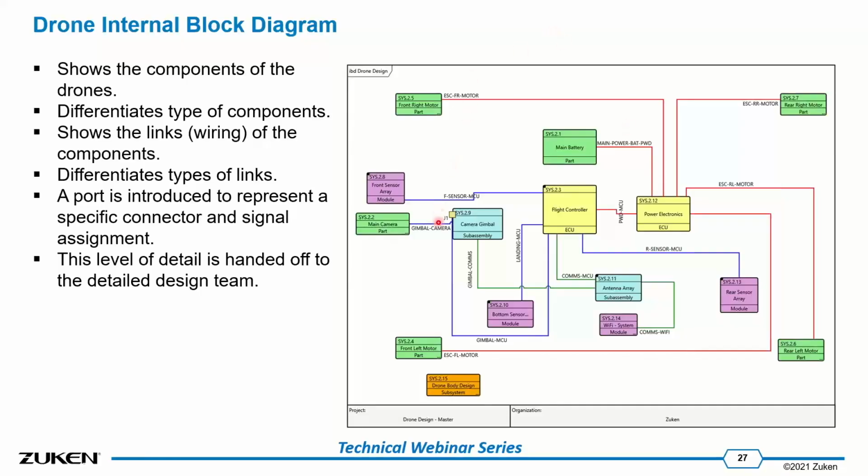Additionally, in this, we've added a port because we've decided we want to use a very specific connector, and that's reuse of an existing connector. That's information you could capture in your system model. This is the level of detail that we need to hand off to the detailed design team.